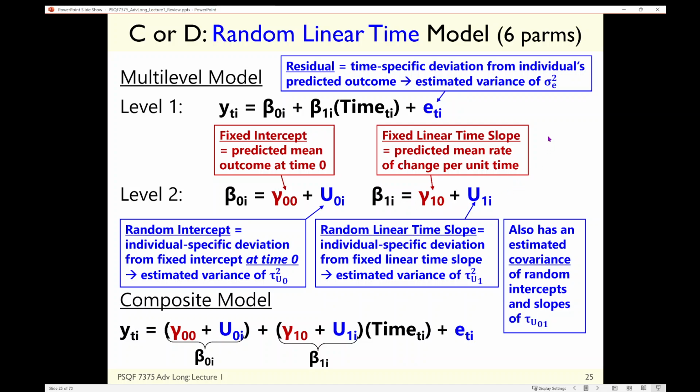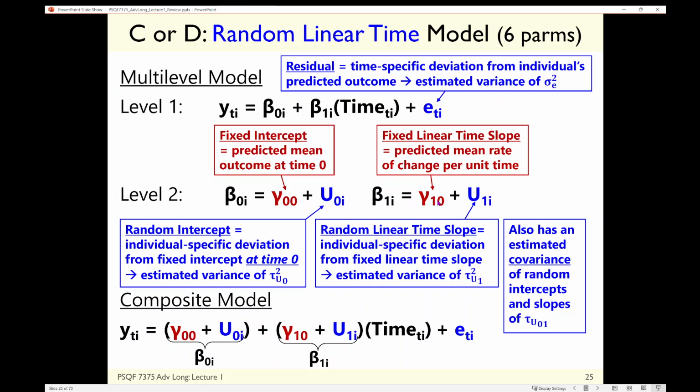If we were to add a random slope, and in class I said let's play Where's Waldo with dense slides and notation, and folks were able to narrow in on the new contribution right here, U1i has been added to the prediction of beta 1i. U1i is a random time slope, so it is how far off of gamma 10, which is the fixed slope, now the average slope, so it's the average time slope across your sample of people. U1i is a deviation from that. So now everybody gets to have a different rate of linear change by making an addition to the fixed slope.